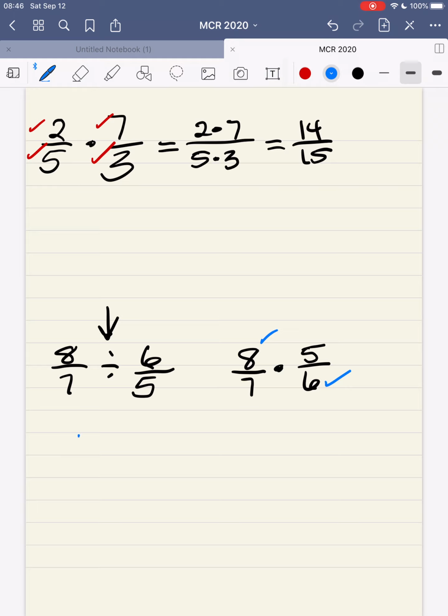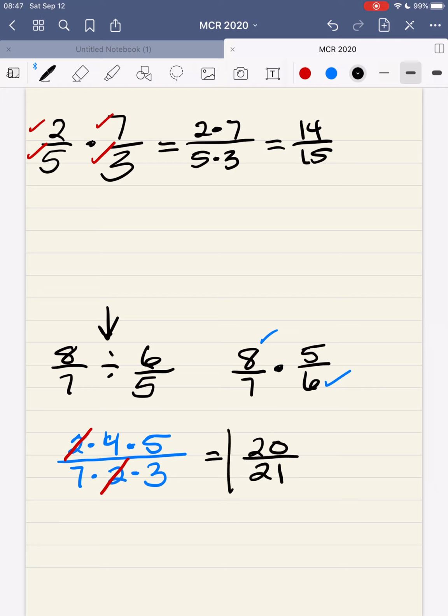So I know my 8 is 2 times 4, sorry, misspoke, and then times 5. My denominator is going to be 7 times 1, or just 7, and 2 times 3. Now I can see that I have a 2 on the top and bottom that I can cancel. 7 and 3 are both prime, and they're both odd. So I can't cancel with anything on the top because 5 is also prime and not one of the 2 on the bottom. And the 4 is even. So I just go ahead and multiply straight across with this one, and I end up with 20/21. And I am done.